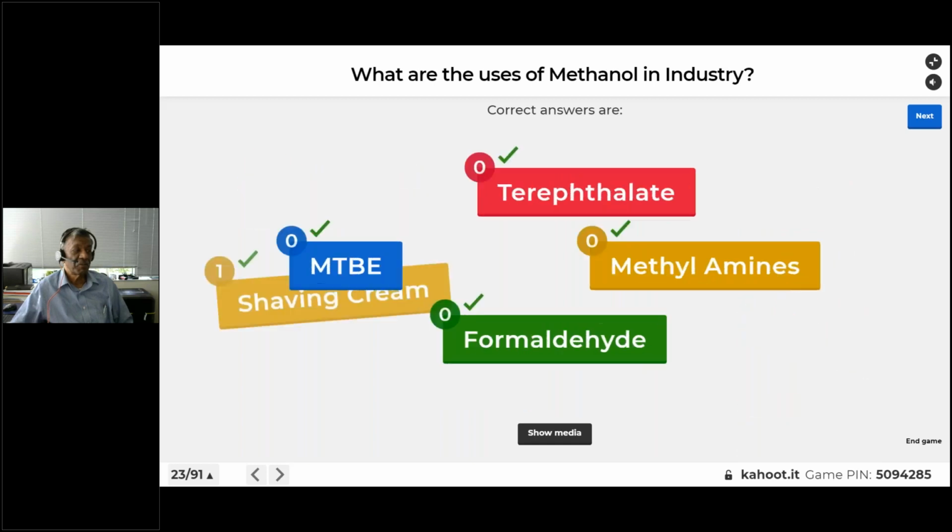So we got several responses. The ones which I had were terephthalate, DMT, methylamines, MTBE, formaldehyde. Formaldehyde is the major use. 50% of methanol is used in formaldehyde, and formaldehyde is the one which basically makes laminates. If you have heard of Decolam and all those different laminates, that's where formaldehyde is used for making these laminates.